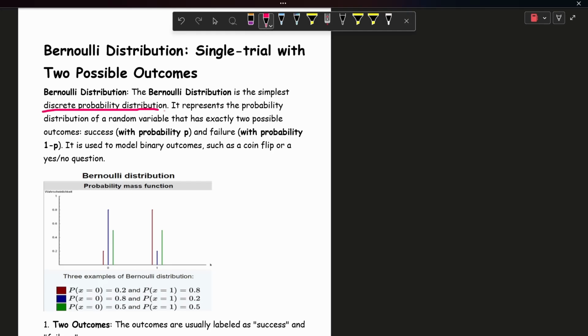So we use the probability mass function to calculate the probability of a Bernoulli distribution. It represents the probability distribution of a random variable that has exactly two outcomes, that is success represented by p and failure with the probability 1 minus p. It is also known as q sometimes. So it is used to model binary outcomes such as a coin flip or a yes or no question.